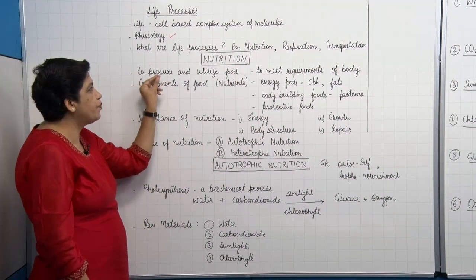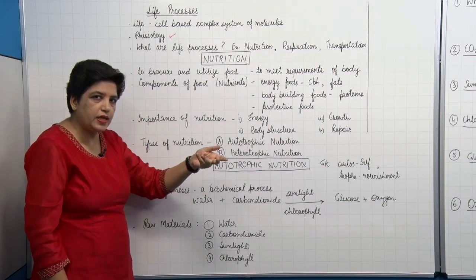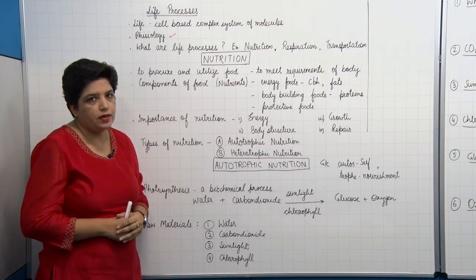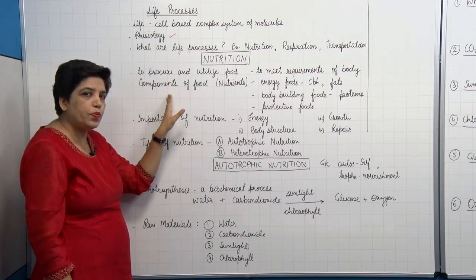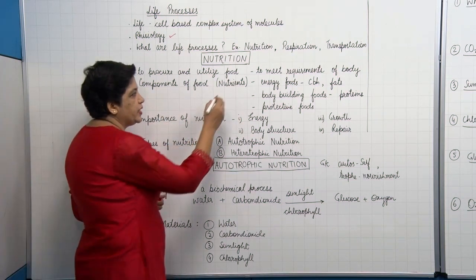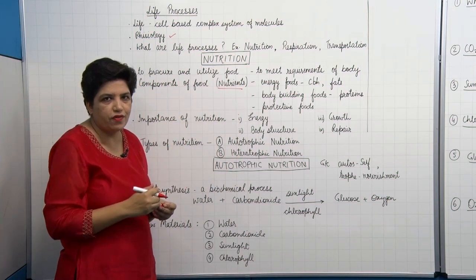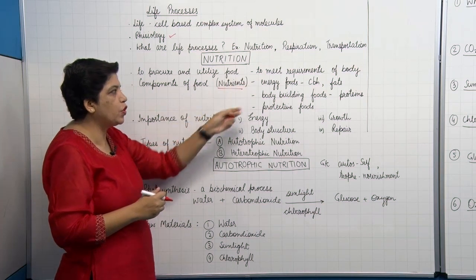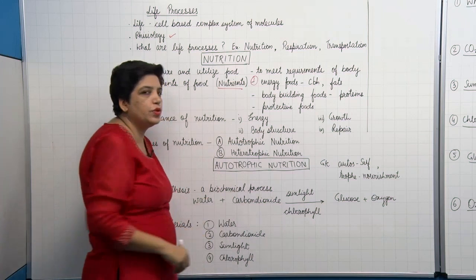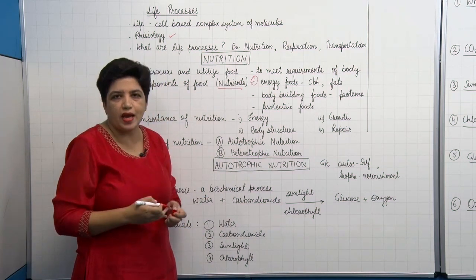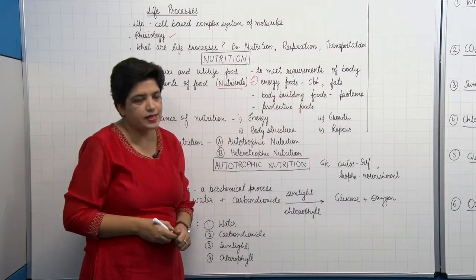Nutrition is a process of procuring or obtaining the food and then utilizing it to meet the requirements of the body. Why do we need food? Food has certain important components which are called nutrients. We basically need all these nutrients for our growth and survival. The nutrients can be broadly divided into three categories. First is the energy giving food, which gives us energy to carry out these processes. The examples are carbohydrates and fats.